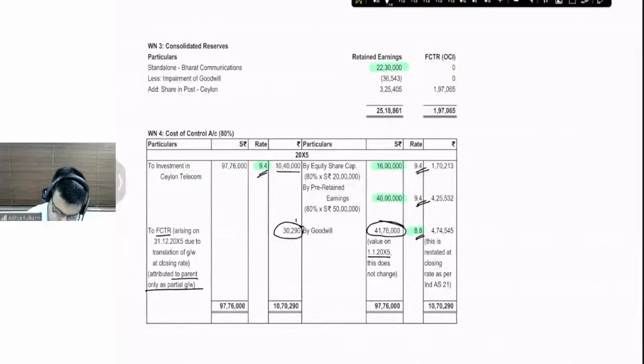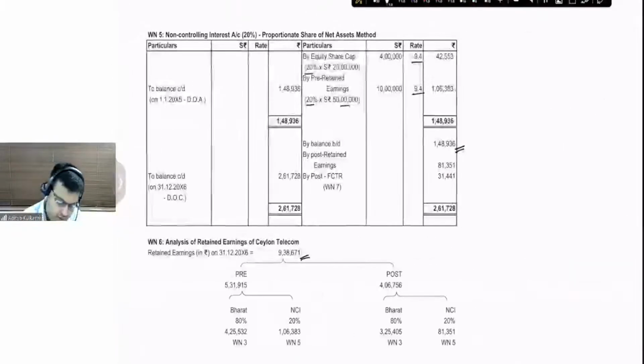41,010 plus 30,290. This is attributable entirely to the parent. Why? Because it is partial goodwill. So 71,300 is your post. So what is your FCTR going to look like? 1,97,065 goes to the parent in working note number 1, directly in NCI in working note number 5, that is 31,445. Okay. So in your NCI, you will be having post retained earnings, post FCTR.